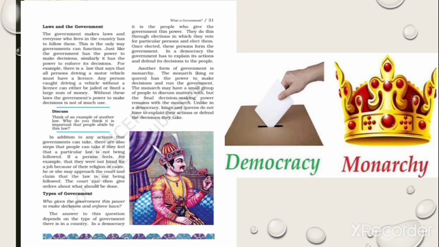In a democracy, the government has to explain its actions and defend its decisions to the people. Another form of government is a monarchy. The monarch, king or queen, has the power to make decisions and run the government. The monarch may have a small group of people to discuss matters with, but the final decision-making power remains with the monarch.